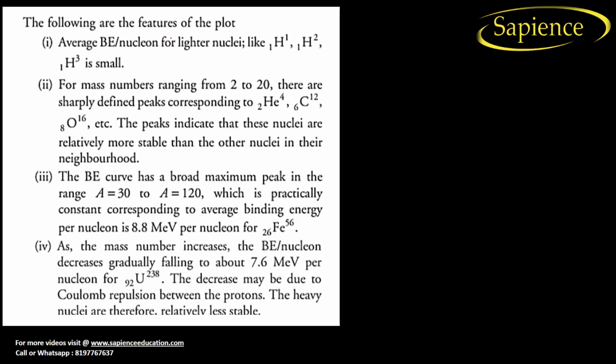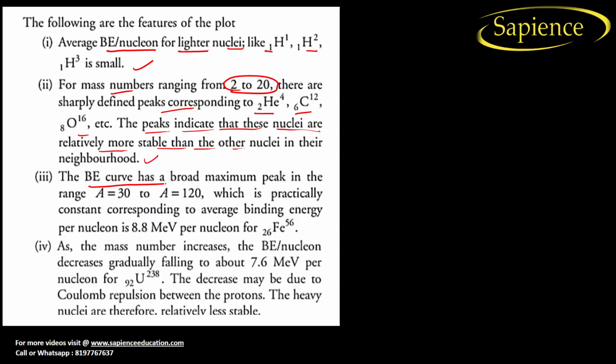Now what are the features from the plot? Average binding energy for the lighter nuclei like hydrogen is very small. For a mass number ranging from 2 to 20, there are simply defined peaks, that is H2, C6, O8, 16. The peak indicates that the nuclei are relatively more stable than the other nuclei in their neighborhood.